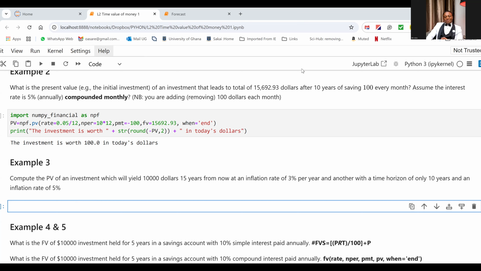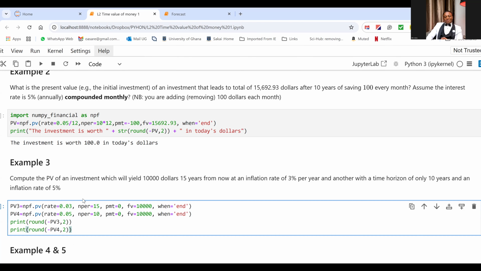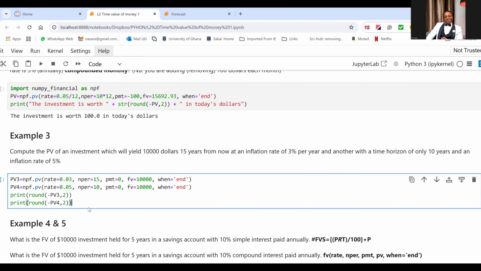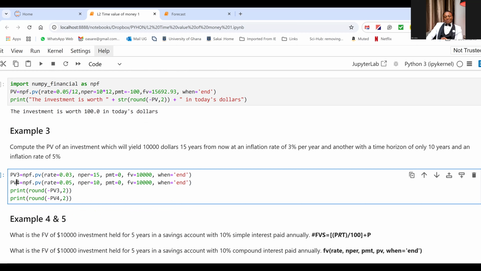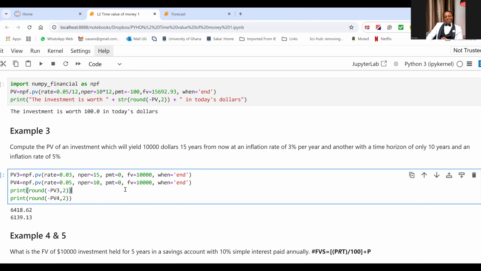So now, let's go back to the answer. If you want to work it, you work it like this. Again, we are looking for present value. So I call the first one PV3 and the second one PV4. Just that. You run it, and you should get these two answers as the final one. Again, there was no compounding, nitty-gritties, nothing. So the coast was clear right here.